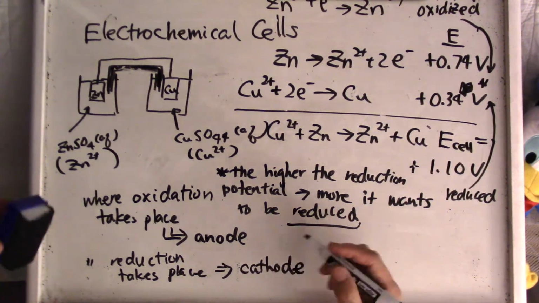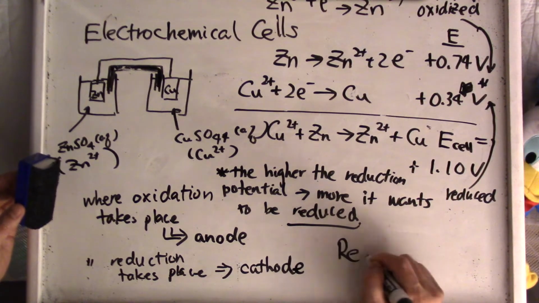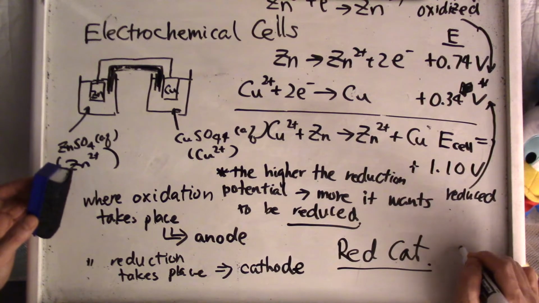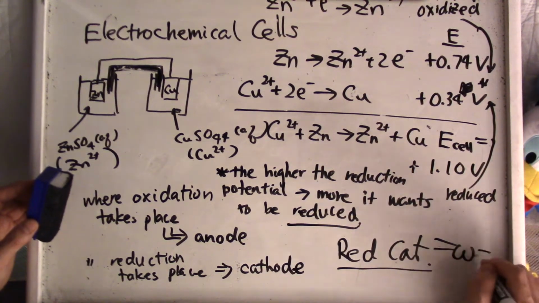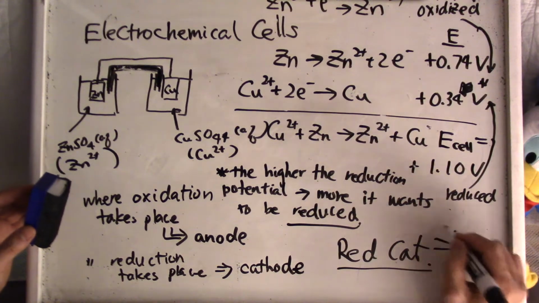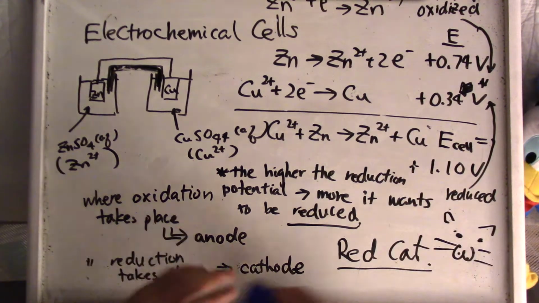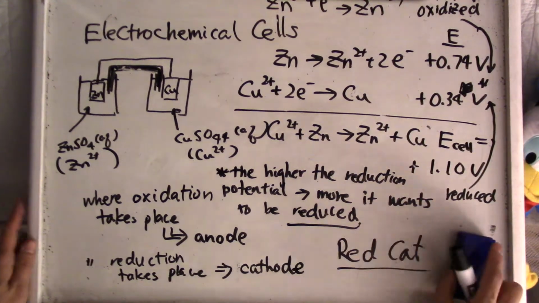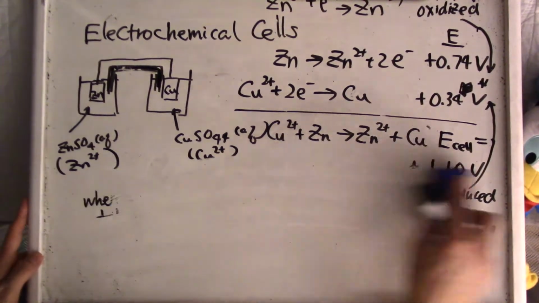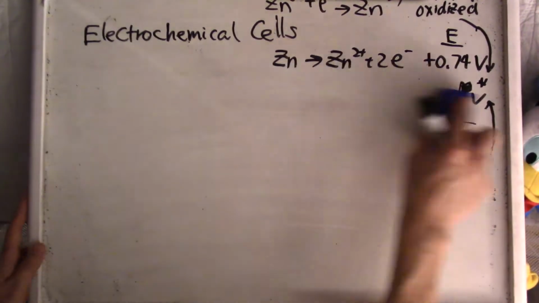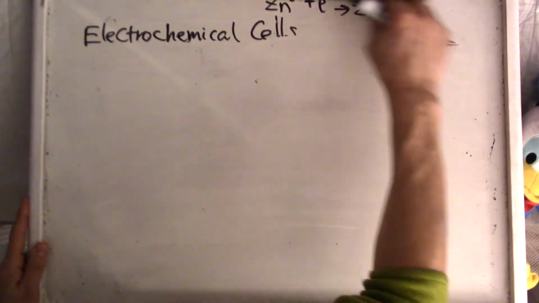Oftentimes, I'm pretty sure you heard this. I just call it red cat. Red cat, just a red cat. This is how Dr. DeBerry writes it, something like this, red cat, but then it has to be red. But anyways, here we go. Red cat: reduction, cathode. So keep that in mind. I should have brought the red pen, but that's okay. All right, so here we go.